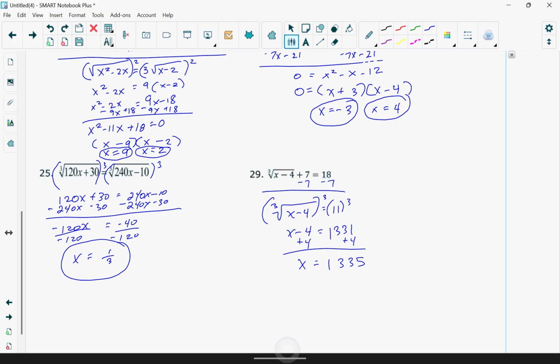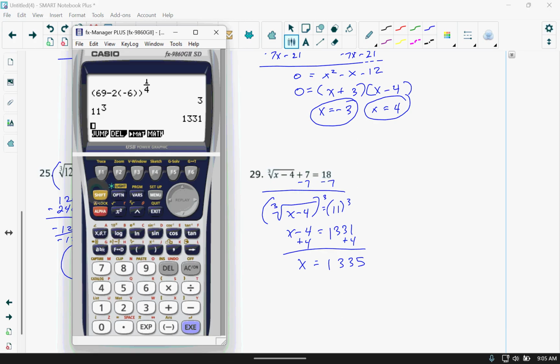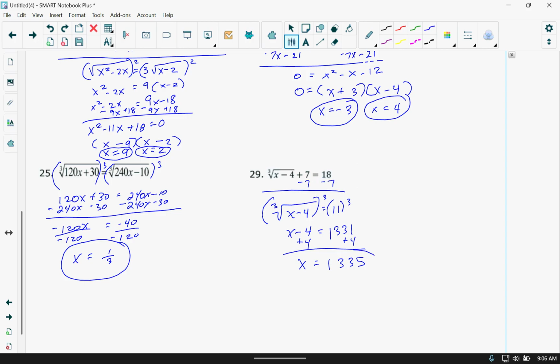Then if we go and check it, I can check that in the calculator really quick. Shift parentheses, 1335 minus 4, then go outside the parentheses and put plus 7. If this is correct, it should give me an answer of 18, which it does. So that is not an extraneous solution. That is the final answer.